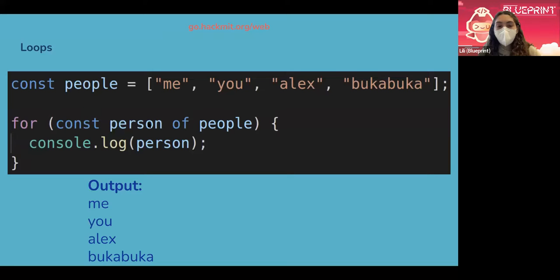We're basically saying for this arbitrary variable person of people, that basically tells JavaScript to take every item in people and shove it into this little variable person that we're making, log person. So I could just as easily say for const x of people, console.log x. As long as these two things are the same, you can call it whatever you want. And what this will do is it will print out every person in people. So for person of people, for every person in people, you will print out that person.